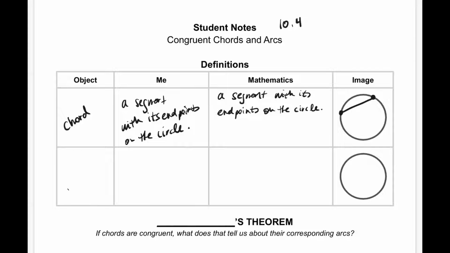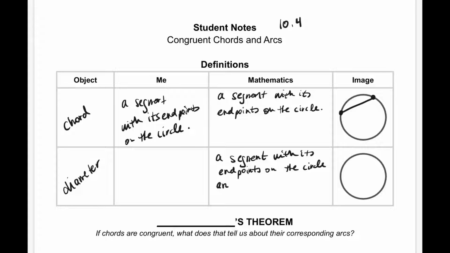All right, for the next one, this is a recap. This is one we've already done, diameter. I'm going to write a very similar thing. A diameter, excuse me, I meant to say a segment with its endpoints on the circle. And additionally, like we talked about in 10.1, its midpoint is C, the center is C.